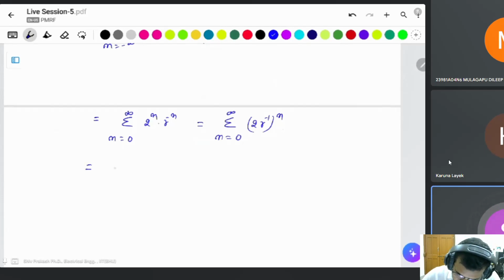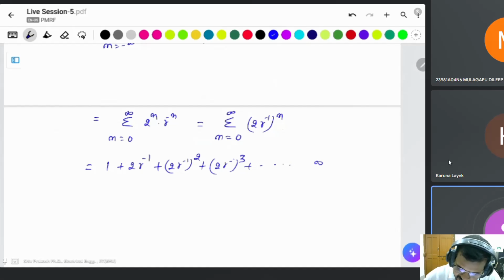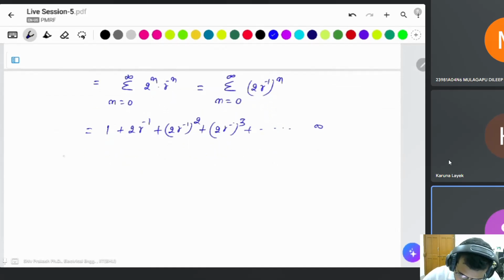Then how can we write this one? If n is equal to 0, 1, plus if n is equal to 1, 2r minus 1, plus (2r minus 1) square, plus (2r minus 1) cube, plus dot dot dot to infinity. The common ratio of this one I will write as some other, like capital R. It will be 2r power minus 1, the common ratio of this one.